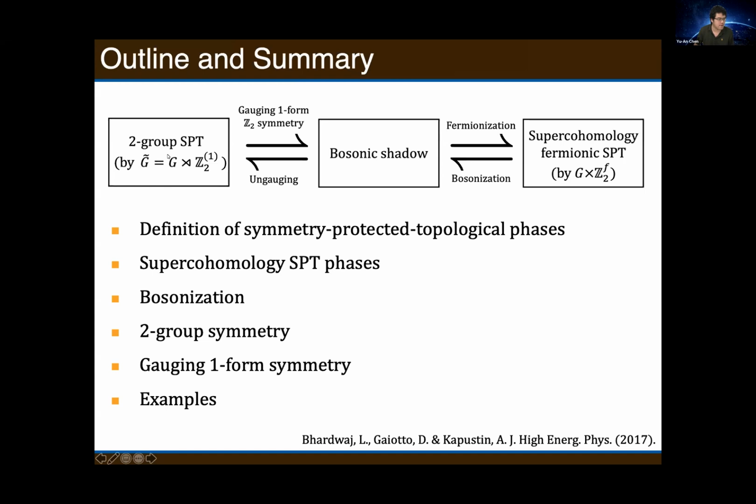It's called the two-group. So basically, I will first define what a symmetry protected topological phase is, and what the meaning of this word supercohomology is. And given this supercohomology phase, how do we bosonize it into some bosonic theory? Then we move to the other side.